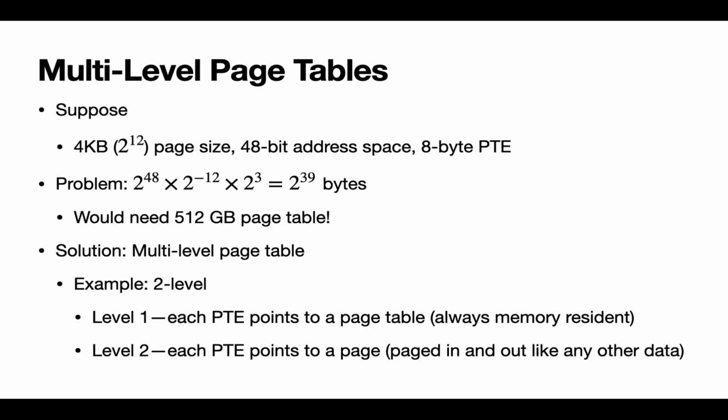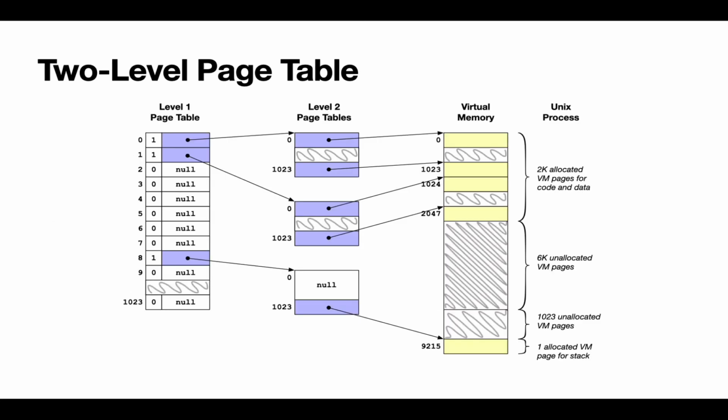And those second level pages can be paged in and paged out of memory like any other page. So we only have to pay the permanent residence price for the top level page table, and then the second level page table will give us a lot more flexibility to utilize memory efficiently and avoid this problem of having a ginormous page table. Here's an illustration of a 2-level page table.